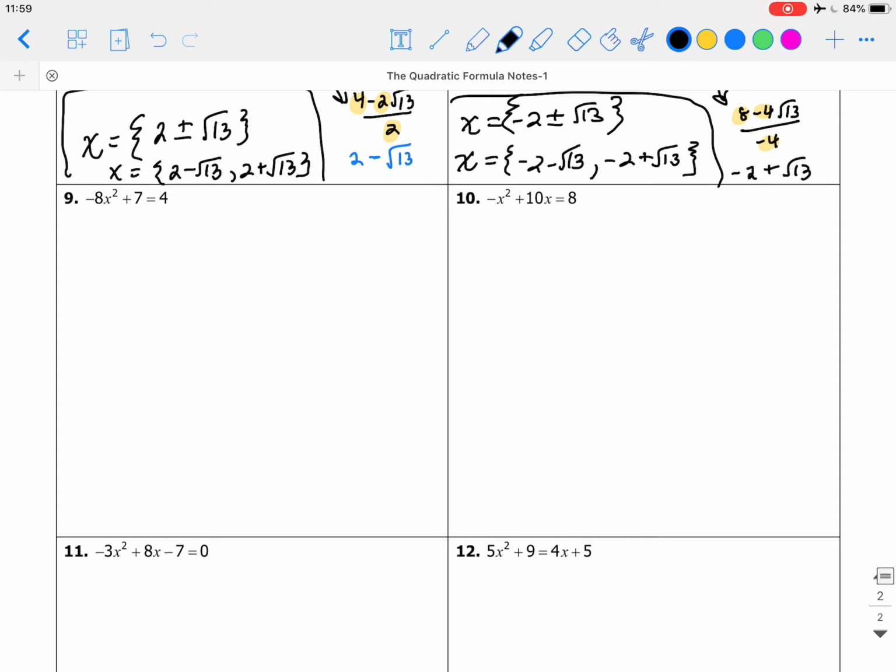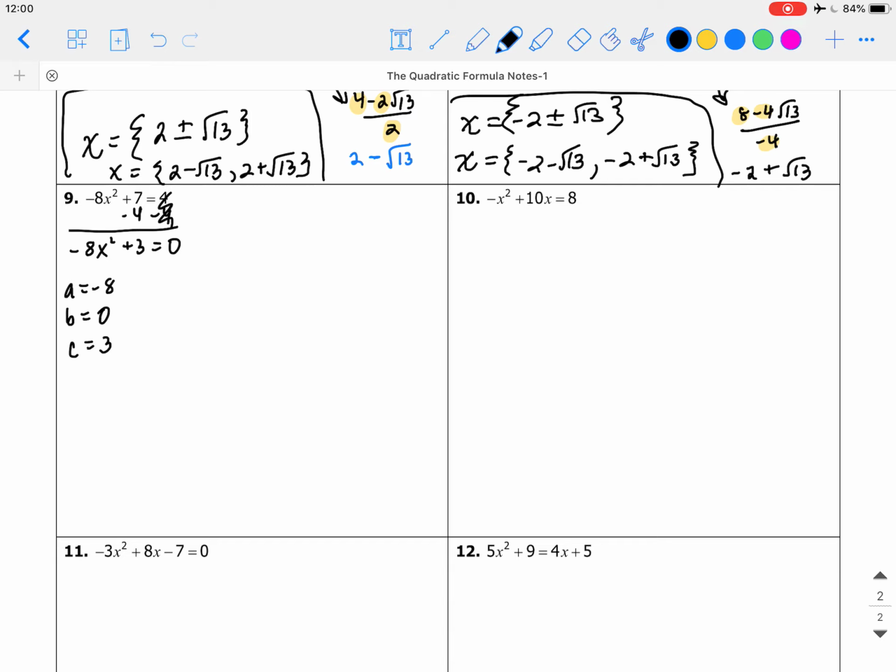So let's see, number 9. Let's look at this. We need to rewrite this, right, because we don't have an equals 0. So I'm going to subtract 4. So I have negative 8x squared, and 7 minus 4 will give me 3. Okay, so again, I have an ABC problem, right? I am missing my b because I don't have a term with just an x. So I have an a, which is negative 8, and I have a b, which is 0, and a c, which will be 3.